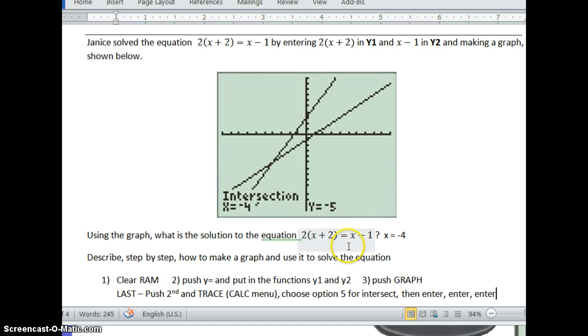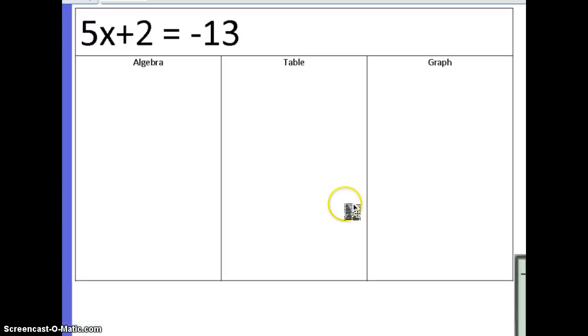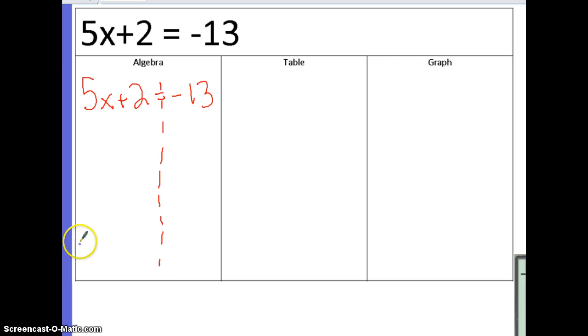All right, so let's move on to the next question, which was 5x plus 2 equals negative 13. And I'm going to choose red. Let's start with red. So I'm going to do algebra and a table and a graph. So I'm going to start with the algebra. 5x plus 2 equals negative 13. And then I need to put up my wall so that I don't mix up the left and the right-hand side.